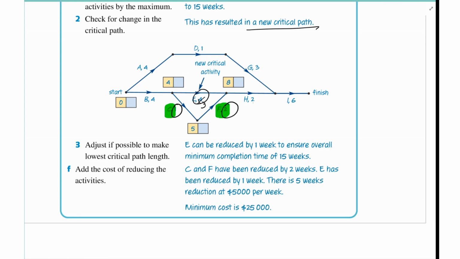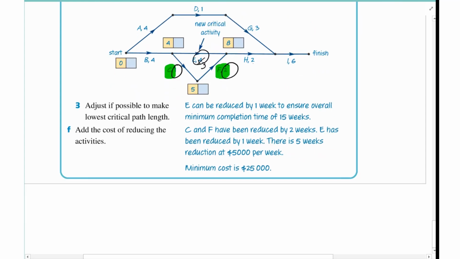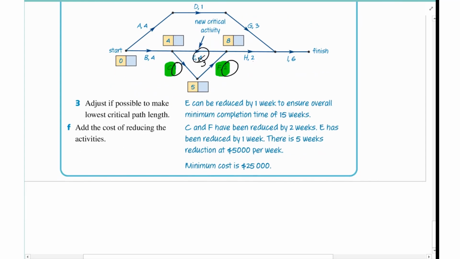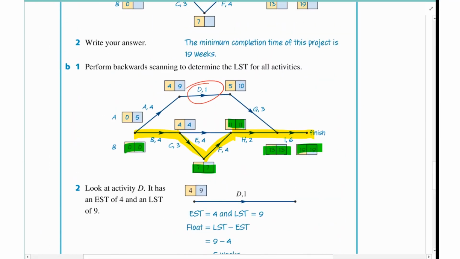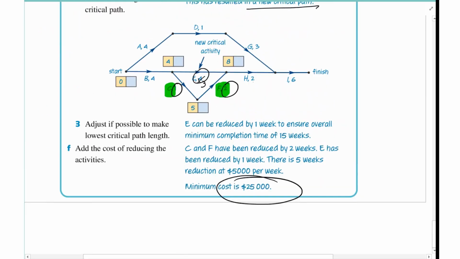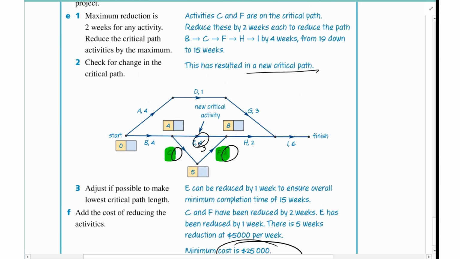So C and F have been reduced by 2 weeks, E has been reduced by 1 week. Each of those activities was $5,000 each, so the minimum cost for this is an extra $25,000. That's what we mean by crashing. We've reduced it to 15 weeks from an original 19 weeks, so we've taken 4 weeks off our timeline, but we've had to pay $25,000 for that.